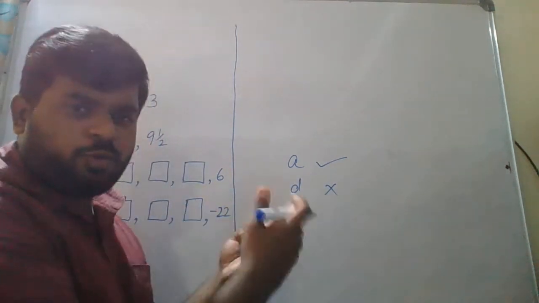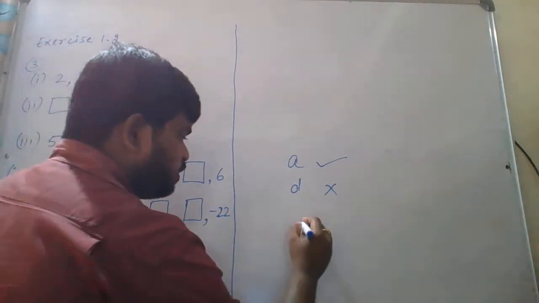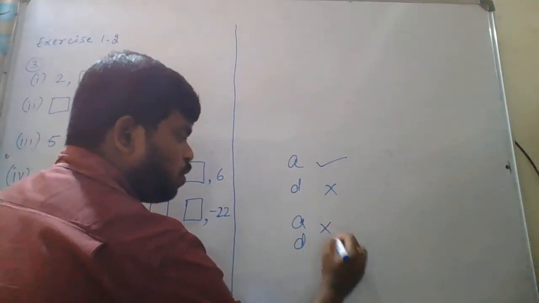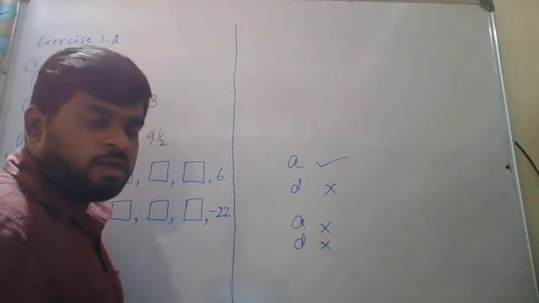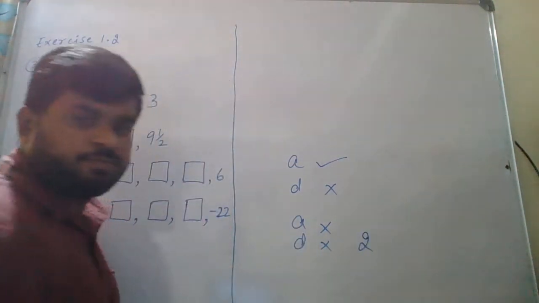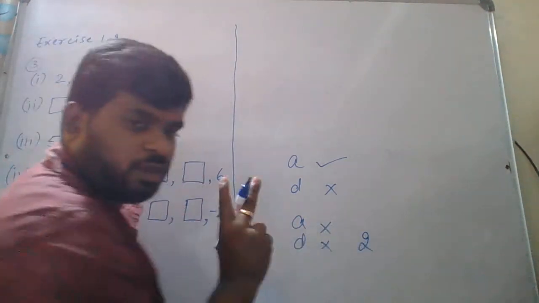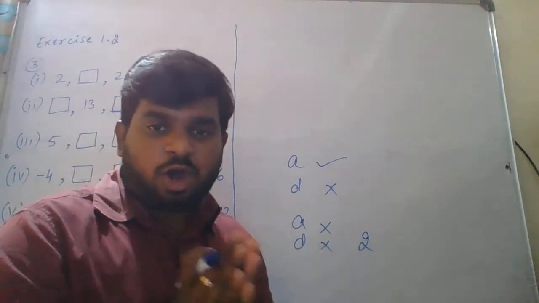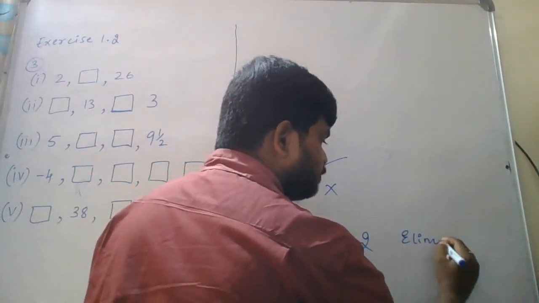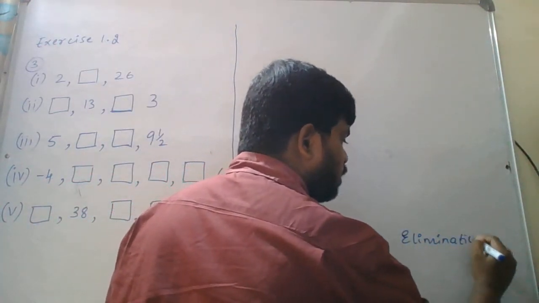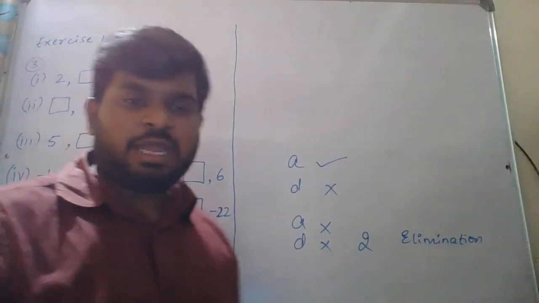Suppose you don't know the value of A, you don't know the value of D, you don't know both. Then you will get two equations. We are going to solve it by a method known as the elimination method. Okay. We will solve that by the elimination method.